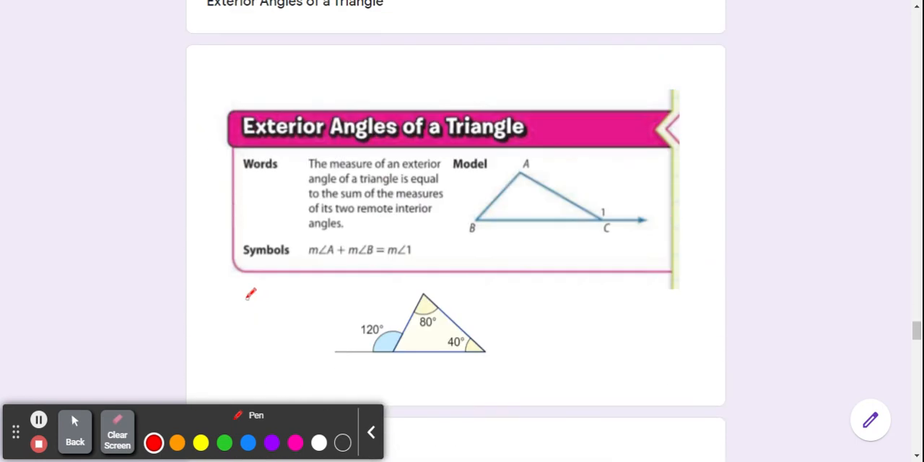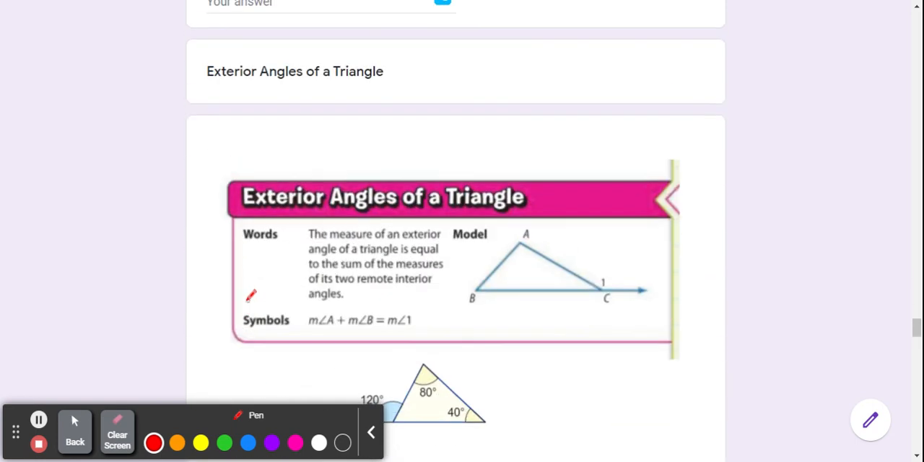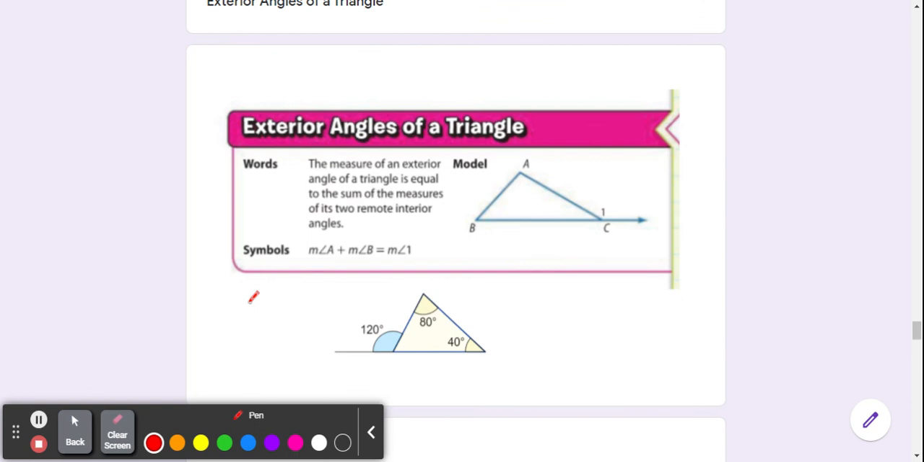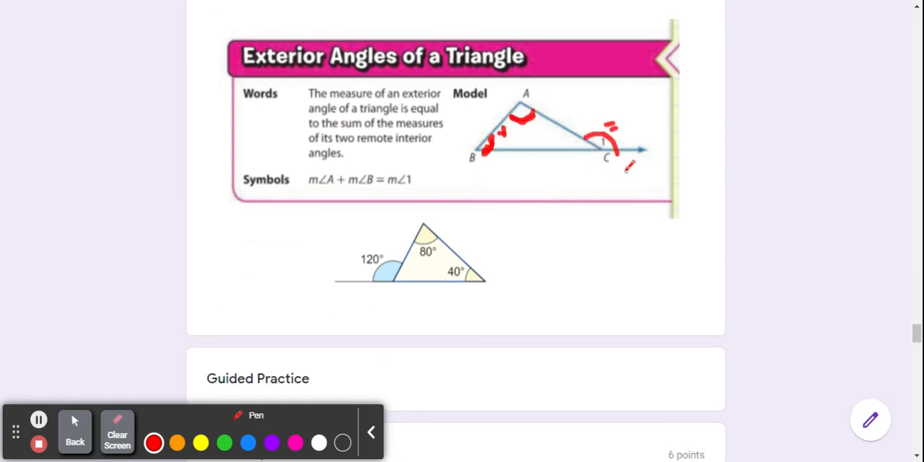All right, the last section. So the exterior angles of a triangle. The measure of an exterior angle of a triangle is equal to the sum of the measures of its 2 remote interior angles. Fancy way of saying that this one is equal to this opposite one plus this opposite one, not the one it's touching. So if you add this angle and this angle, you're going to get this angle. So just like here's the 120 right here. If you add the 80 and the 40, you get the 120.